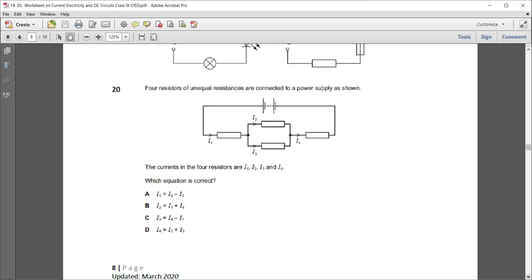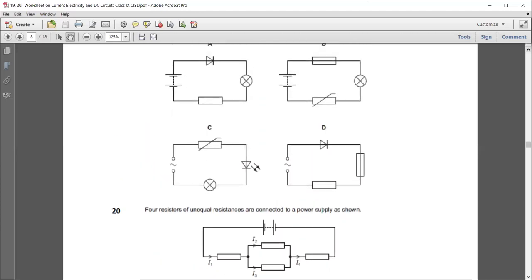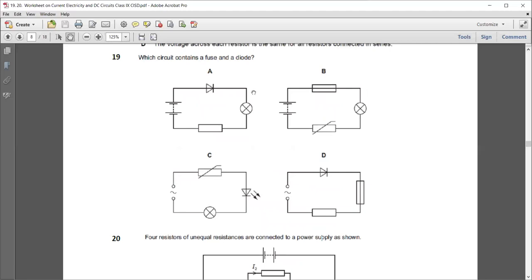What is the box with a line in between? Question number 19. Okay, let me see. The box with a line, that's a fuse. If you know, a fuse is also a resistor, right? So this one, the lined one, is called a fuse.